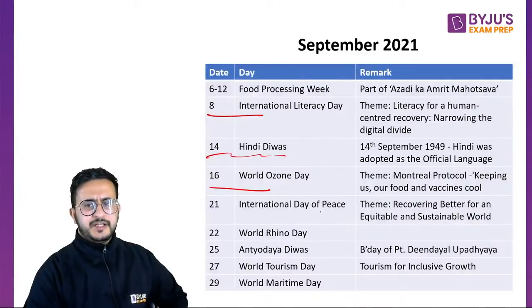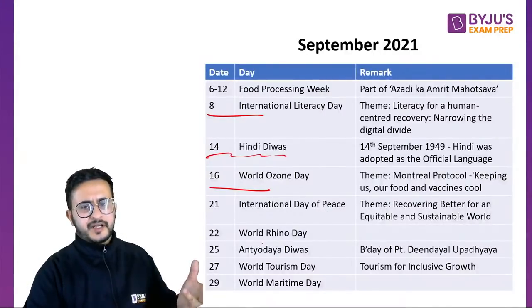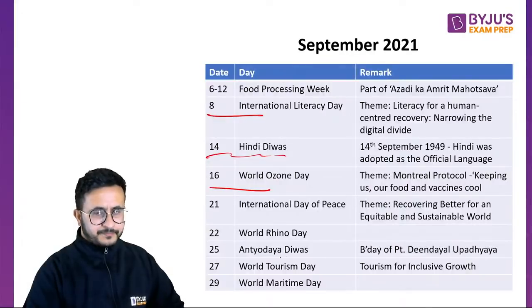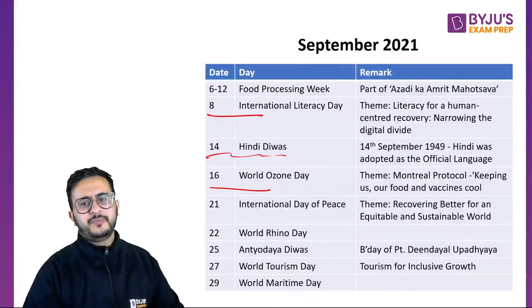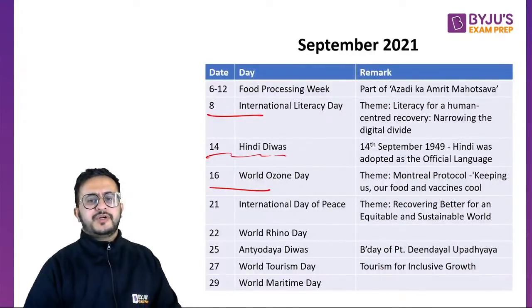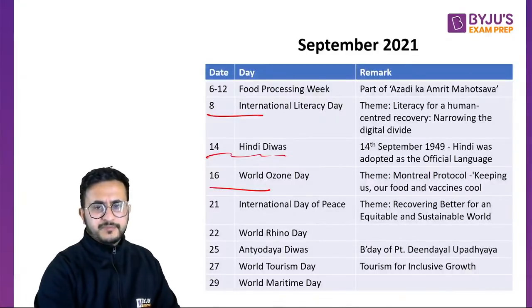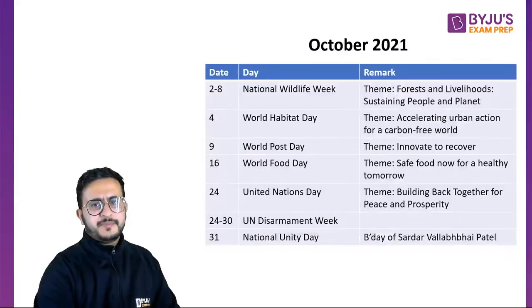Then International Day of Peace is observed on 21st of September. World Rhino Day, Antyodaya Divas, right? That is observed on the birthday of Pandit Deen Dayal Upadhyay. Then World Tourism Day, World Maritime Day. These were some different days observed in September.